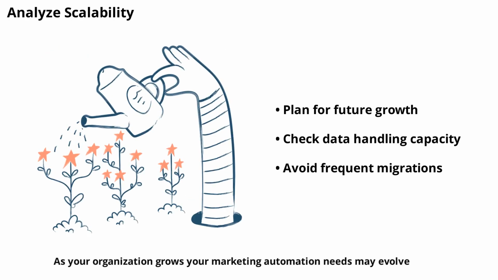As your organization grows, your marketing automation needs may evolve. Assess each solution's scalability to ensure it can handle increased data volumes, users, and campaign complexity. Scalable software protects your investment and supports long-term growth without frequent migrations or upgrades.